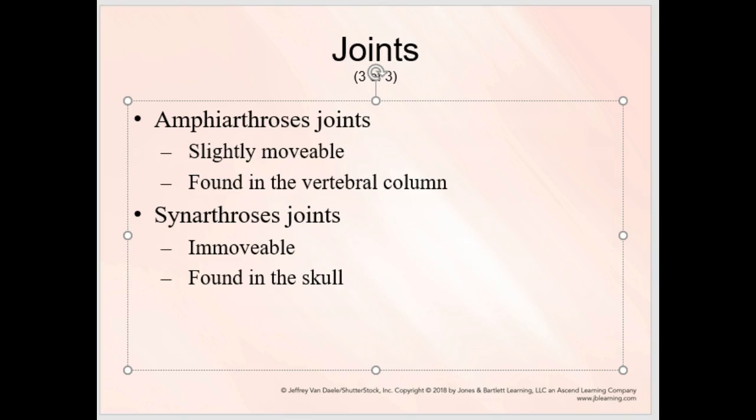So we're going to give you one example to keep it simple. Amphiarthroses are slightly movable, found in the vertebral column. Synarthroses are immovable, and for example, we have the sutures in the skull. Those are bones that fuse together as a child matures into adulthood to form that nice, solid skull. So let's practice some of these.